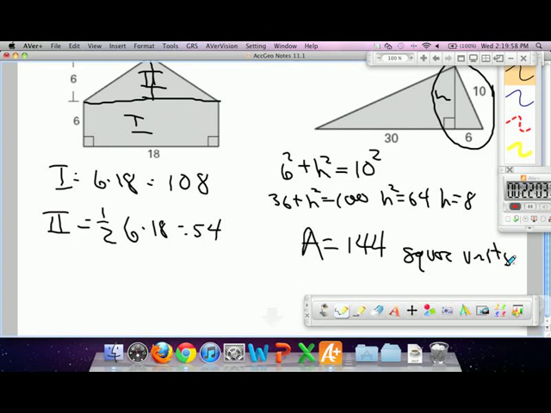Tomorrow we're going to add to our little repertoire of areas. In particular, we're going to look specifically at trapezoids and kites and rhombi. Okay?